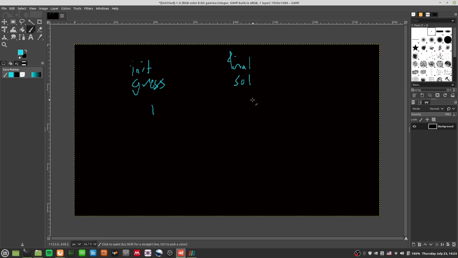Between the initial guess and the final solution, there will be some difference, some delta. If you have this difference between the initial and the final solution, well, I won't call it the final solution. Maybe I'll say guess 1 or guess 2.